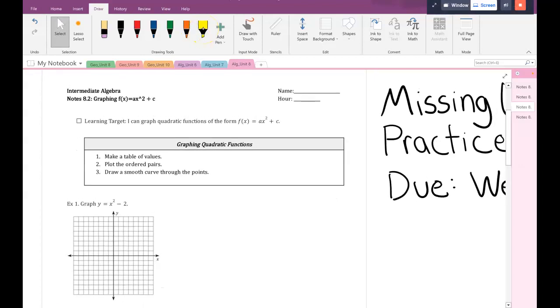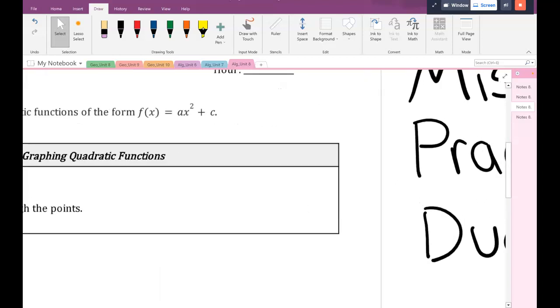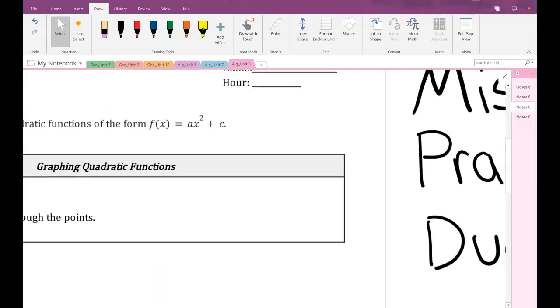So today we are graphing in the form, the learning target. We're adding on, this looks similar to what we did on Friday. On Friday we just did ax squared, now we're doing plus a c term in the back, which is going to be a transformation of our graph. And I'll show you that after we do the first example. All of our steps though are staying the same.